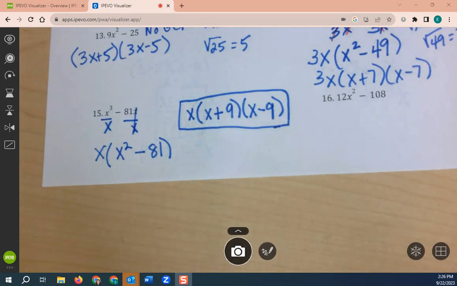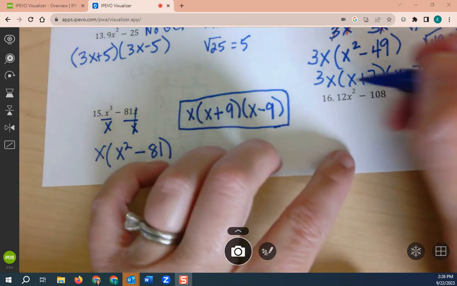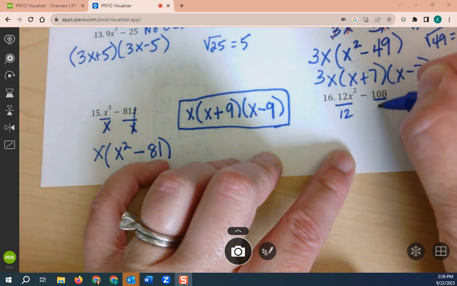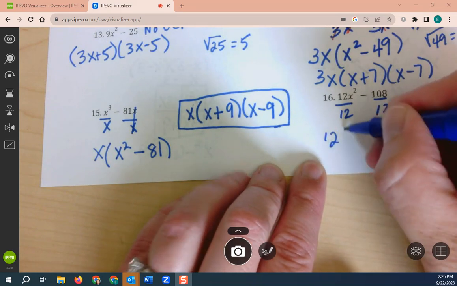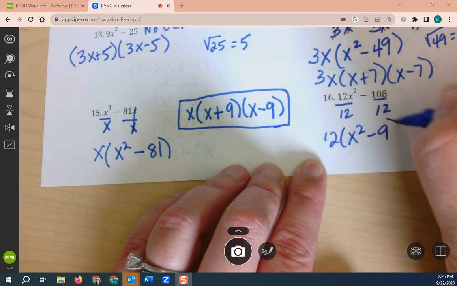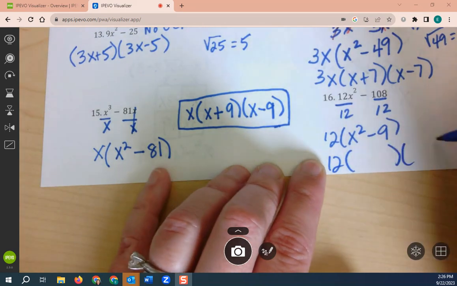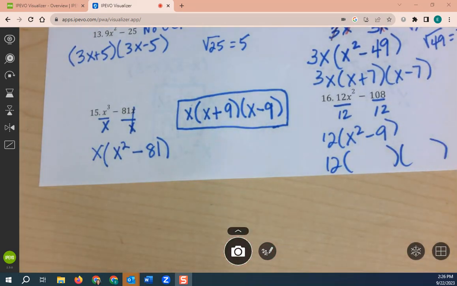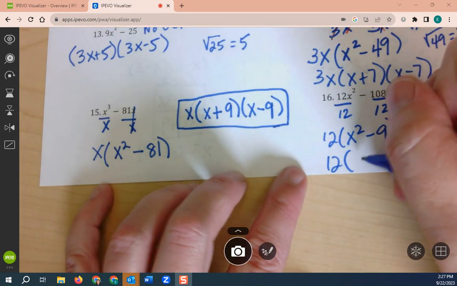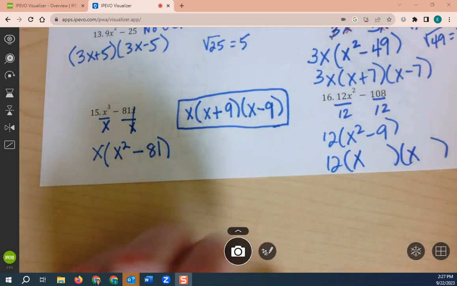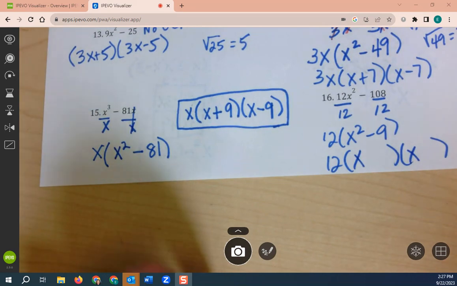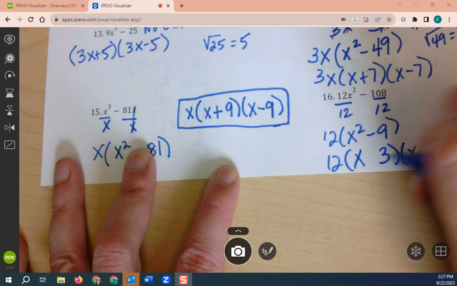All right, greatest common factor of 12x squared and 108. It's 12? 12 goes into it how many times? 9 times? All right, so the 12 on the outside and x squared minus 9. All right, square root of x squared is still x, and the square root of 9 is? 3. So you should have a plus and a minus, and then you're done.